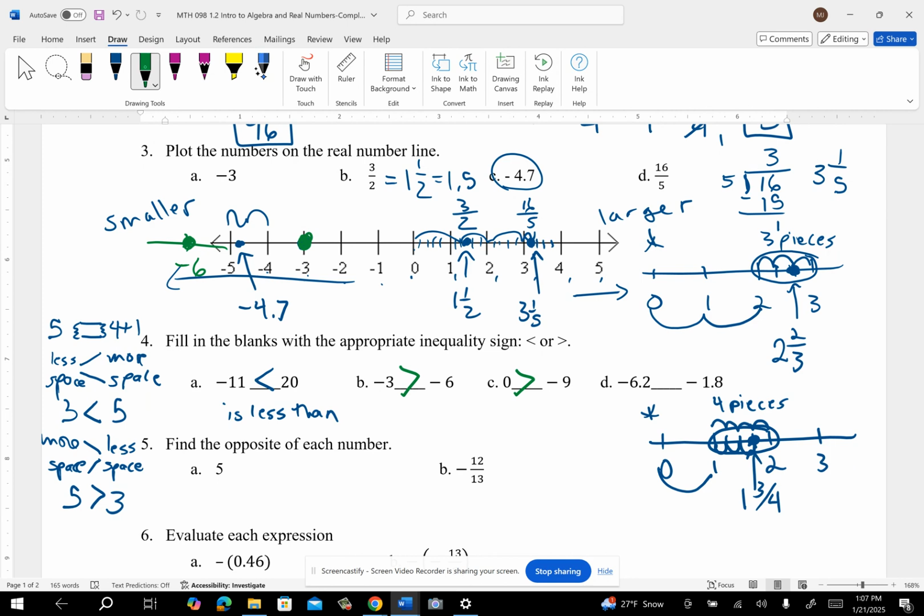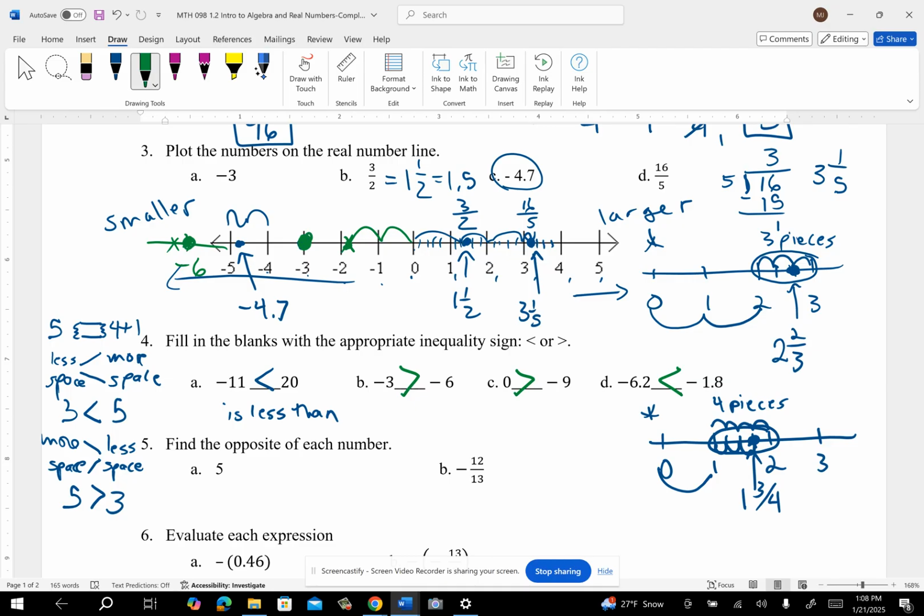Negative 1.8, I would go negative 1 and most of the way to negative 2. And then negative 6.2 would be way out here, further to the left. So negative 6.2 is smaller, so I'm going to have it point to the smaller number.